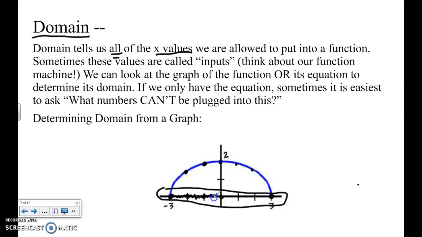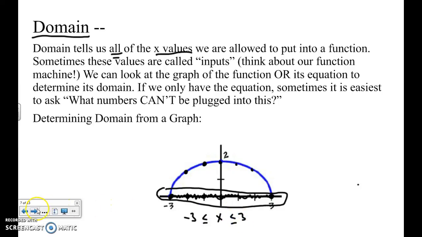So what I can see is anything between -3 and 3 exists for my graph. What I can say is that all of my x values are between -3 and 3. And if you guys remember what we did on Friday, we talked about this compound inequality, in which if x is in between -3 and 3, we can put less than or equal to symbols between them.